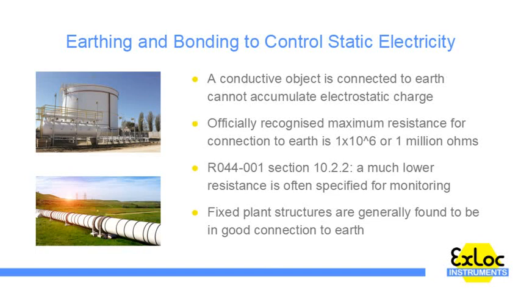10.2.2, which also states that conductors in good contact with earth have a resistance to it of less than 10⁶ ohms, and for convenience, a much lower resistance in the range of 10 to 100 ohms is often specified for monitoring. A clear distinction should be made between a value chosen for convenience and the value of 10⁶ ohms, which is the upper limit for the resistance to earth of a conductor in all situations.